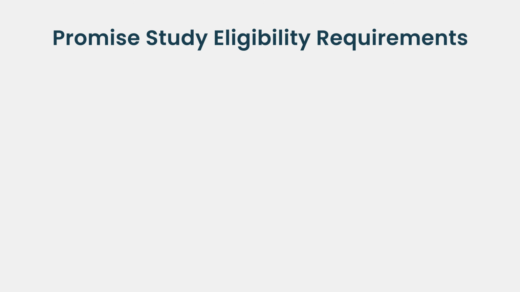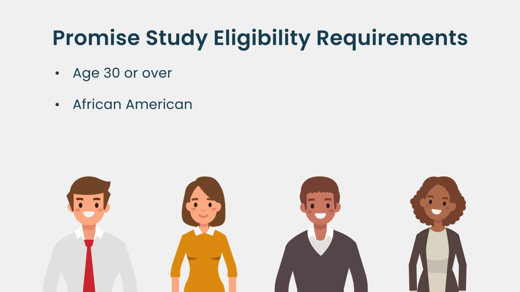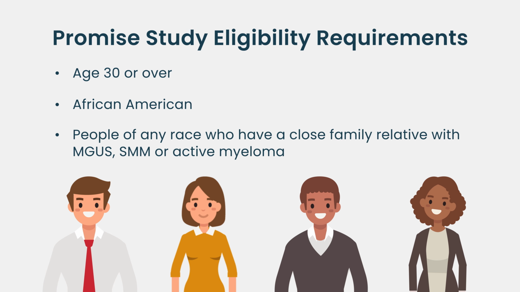And so PROMISE enrolls individuals who are over the age of 40. Since the recording of this video, the age to qualify for the PROMISE study screening is 30 or over. And are either Black or African American, or have a strong family history of a blood cancer or blood cancer precursor condition like MGUS or smoldering multiple myeloma.